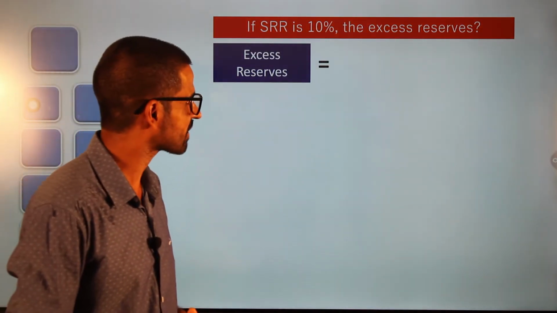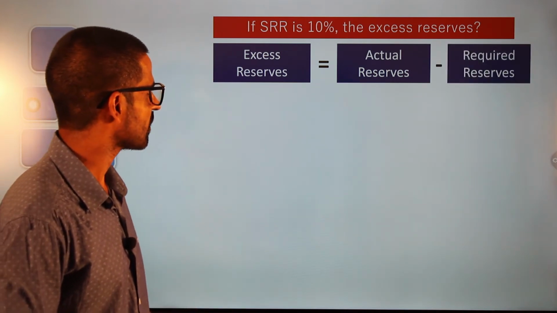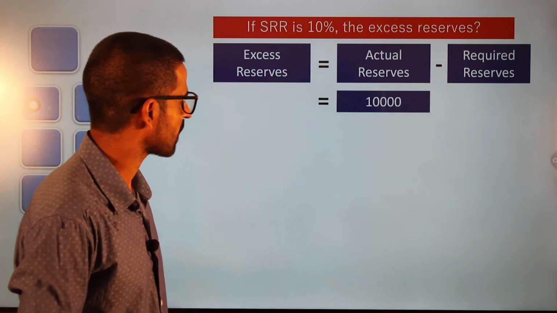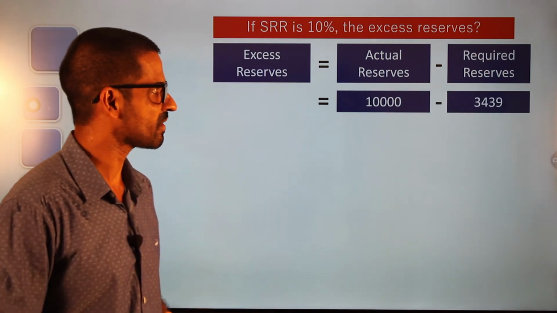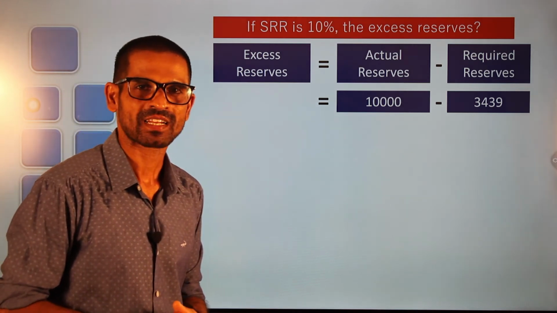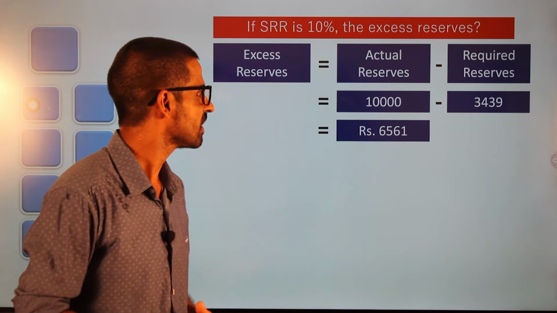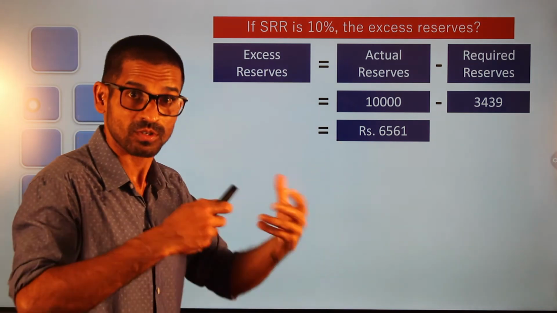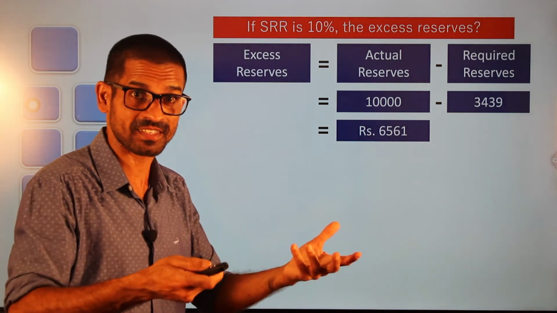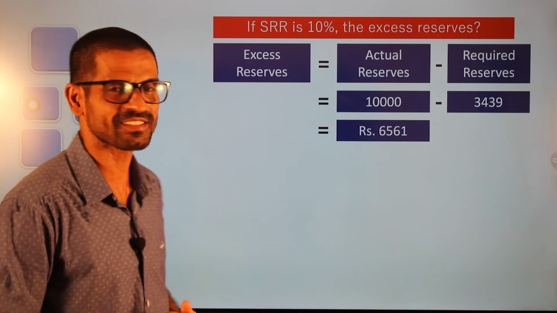So how do you calculate excess reserve? Actual reserves minus required reserve. Actual reserve is 10,000. Required reserve is, as I said, 3,439. Right? So what is the excess reserve then? Excess reserve value is 6,561. So this is now the banking system. There are excess reserves of 6,561.